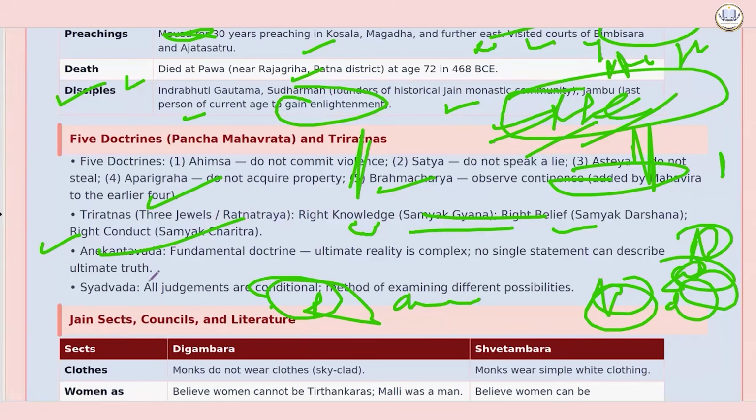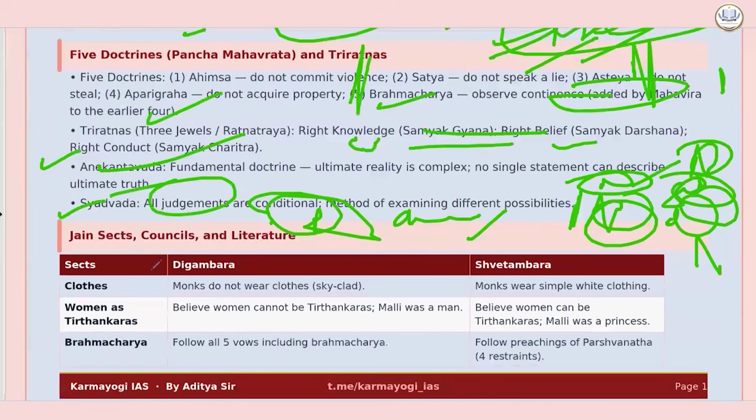Then we have Syadvada, all judgments are conditional. You must have heard the story of the elephant and the blind men, where they are touching the tail, they are touching the face, and they are making different judgments for the same thing. Glass is half empty, glass is half full. That is Syadvada.